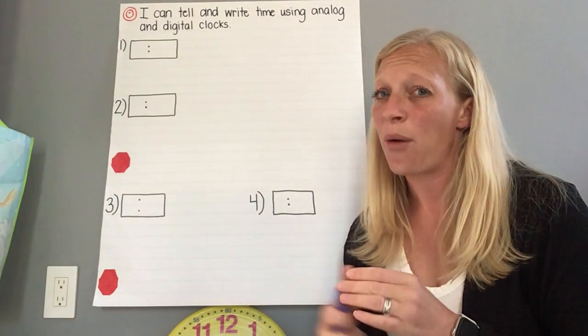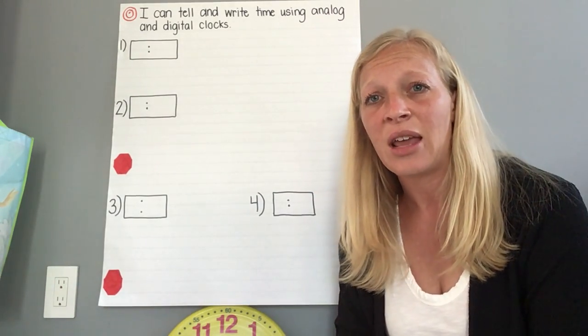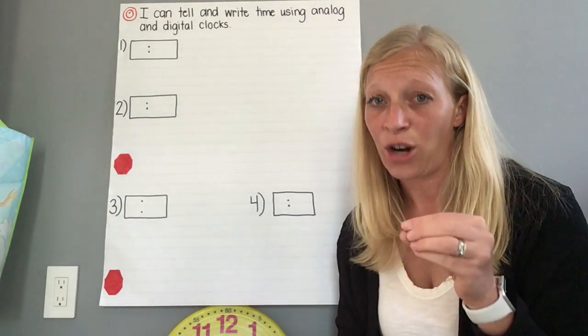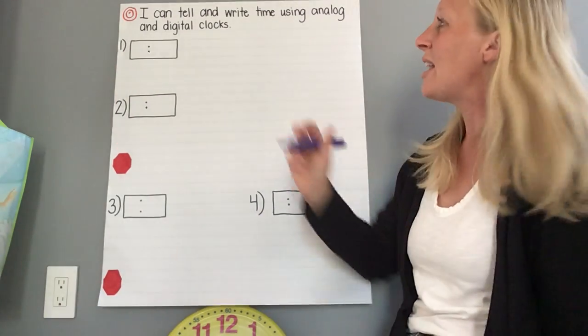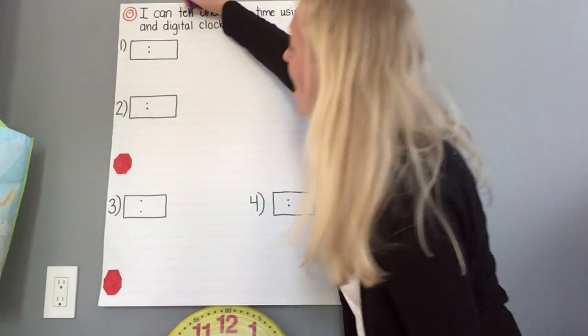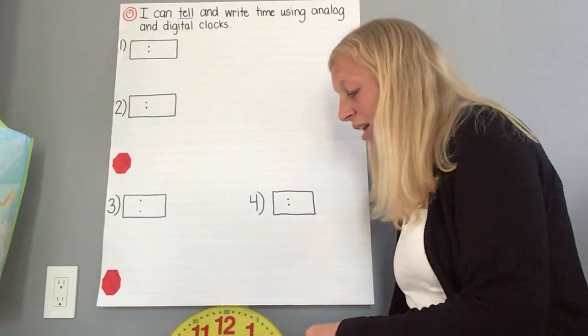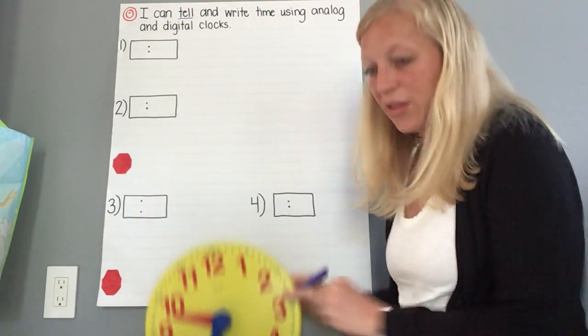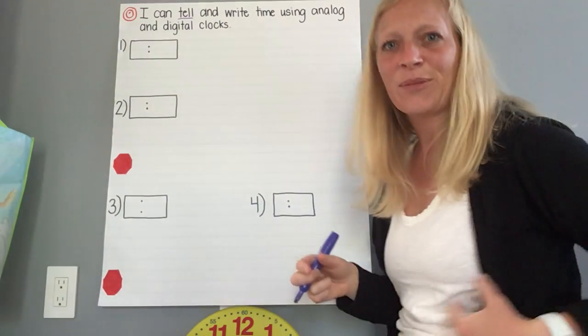Friends, there are some power words in here. Those are words that give us a clue about what we're going to be learning about, and they're important words that guide our learning. Let's take a peek at these power words right now. First of all, it says, I can tell and write time. Well, when we tell time, that means I can look at a clock, whether it's a clock like this, or whether it is a digital clock like what I have on my wrist.